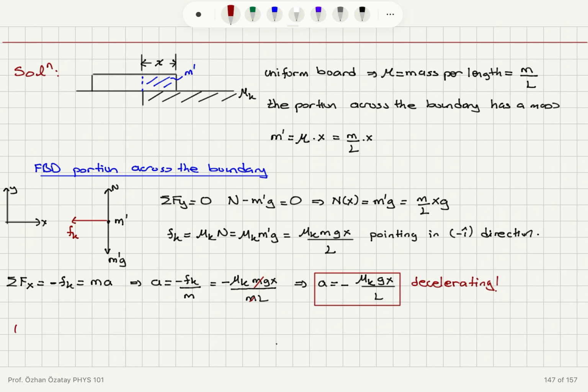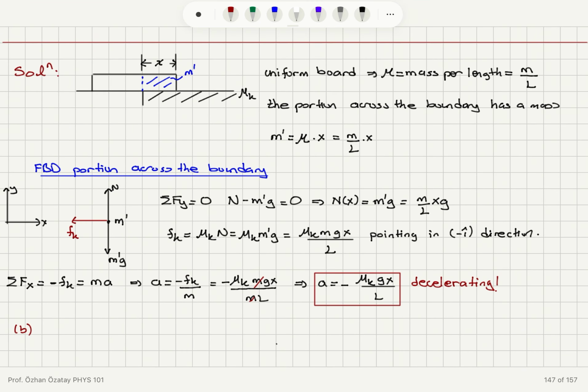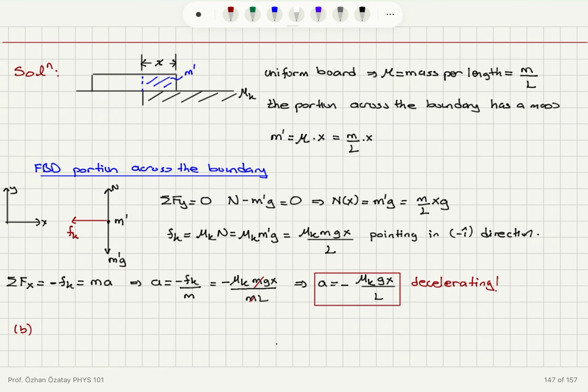Part B, the board stops at the moment its back end reaches the boundary. Find the initial speed of the board. So this is the final situation, this is the initial situation. So I want to know the work done by the net force acting on the system must be equal to the change in kinetic energy of the system.